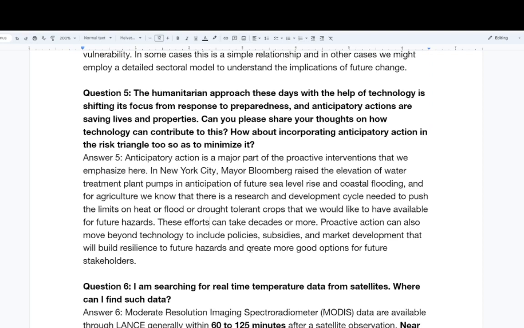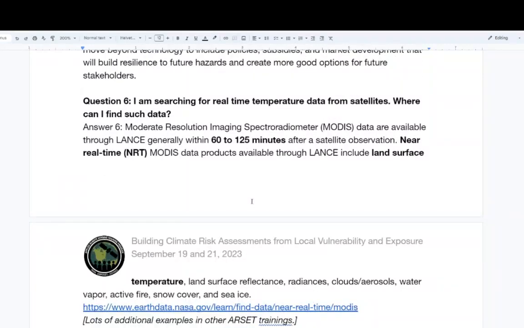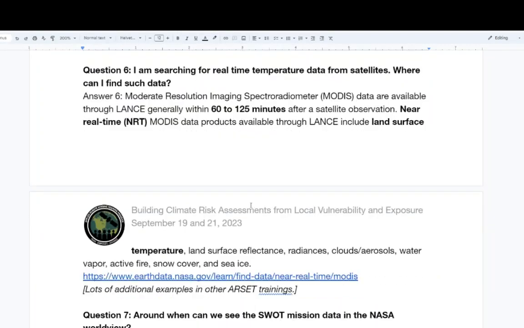Great. Question 6. I am searching for real-time temperature data from satellites. Where can I find such data? I'll go ahead and answer this one through the LANCE. That is a project that NASA is sponsoring out of Marshall Space Flight Center. You can get MODIS data, that's moderate resolution imaging spectral radiometer data, and that's available within 60 to 125 minutes, so 1 hour to 2 hours after a satellite overpass. And this is near real time, so it's not real time, but it's pretty close.